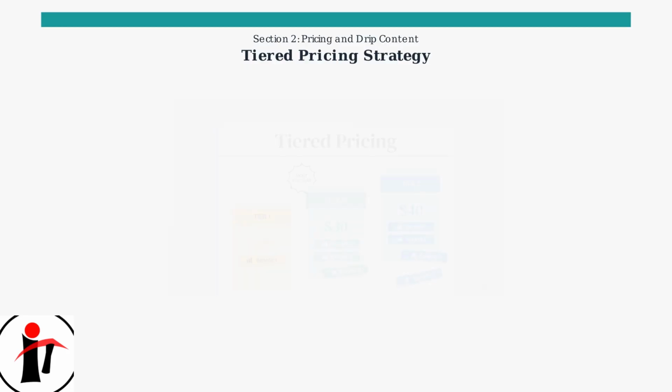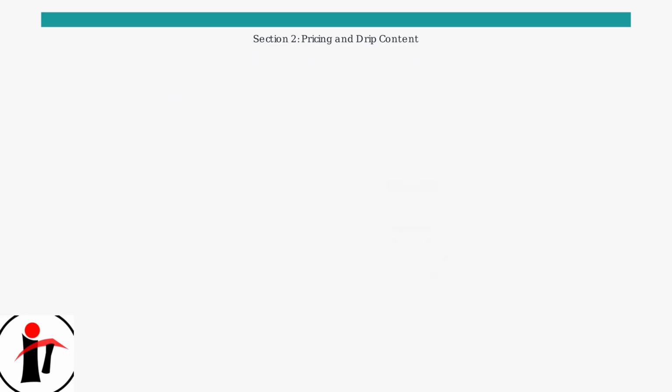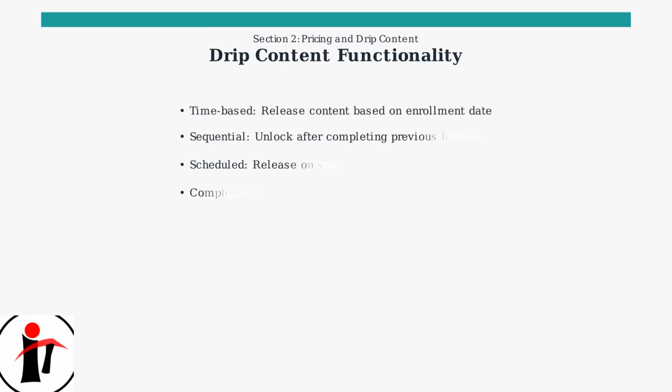Tiered pricing is particularly effective, allowing you to offer different value levels at various price points. This strategy can significantly increase your average order value. Drip content is a powerful feature that releases your course material over time rather than all at once. This approach significantly improves student engagement and completion rates.